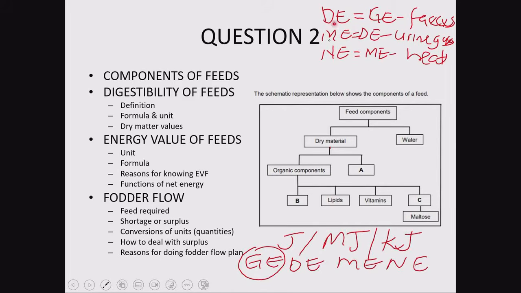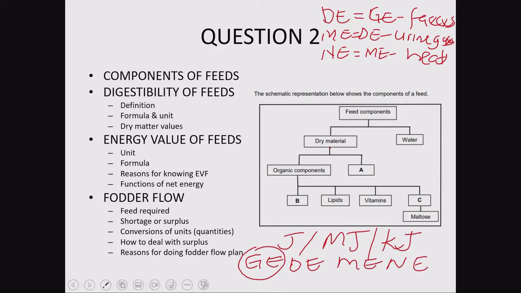For example, for metabolic energy, you can say metabolic energy is equal to gross energy instead of digestible energy minus energy lost through feces minus energy lost through urine and gases. And also for net energy, you can say net energy is equal to gross energy minus energy lost through feces minus energy lost through urine and gases and minus energy lost through heat.